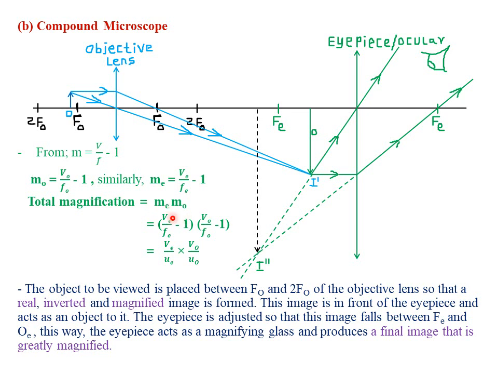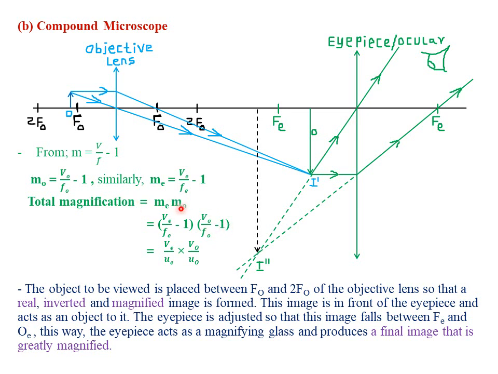So the magnification of the eyepiece is VE over FE minus 1, the image distance of the eyepiece over the focal length of the eyepiece minus 1, multiplied by the magnification of the objective lens, which is simply the image distance of the objective lens over the focal length of the objective lens, then minus 1.